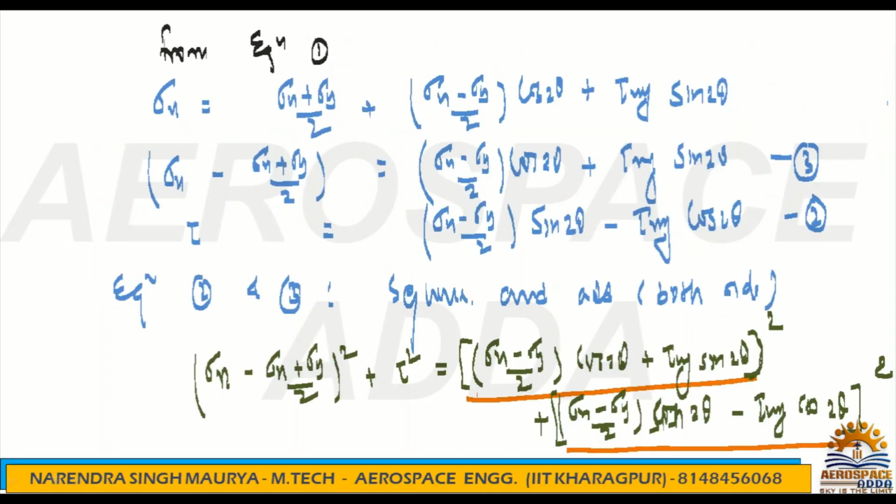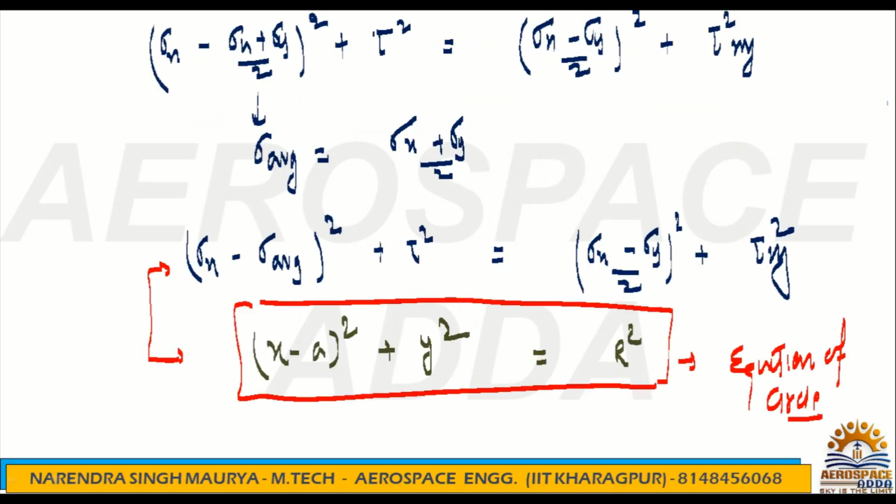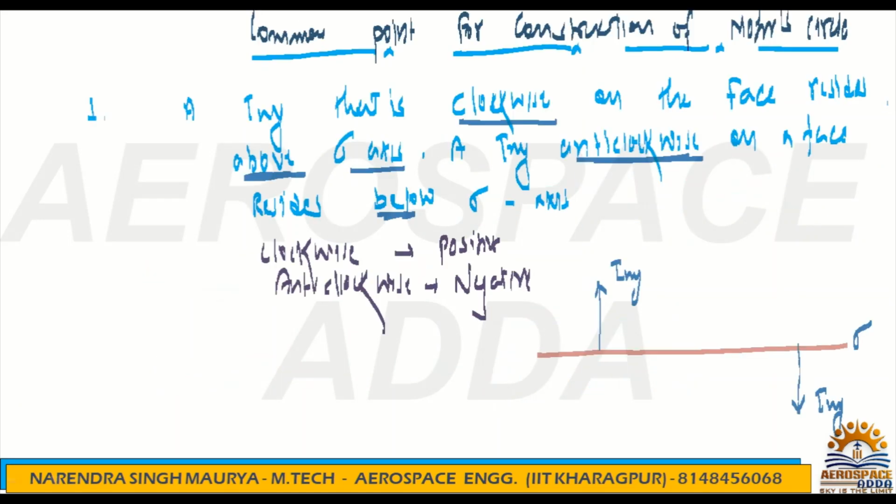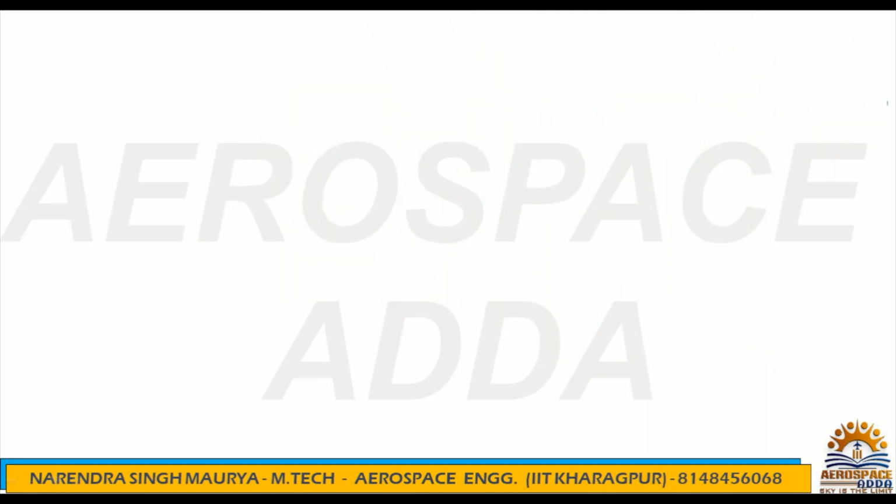If it is a clockwise stress system, then you have to draw above the sigma axis. If it is anti-clockwise, you have to draw below the sigma axis. Okay, this is done. This is the first statement you have written.